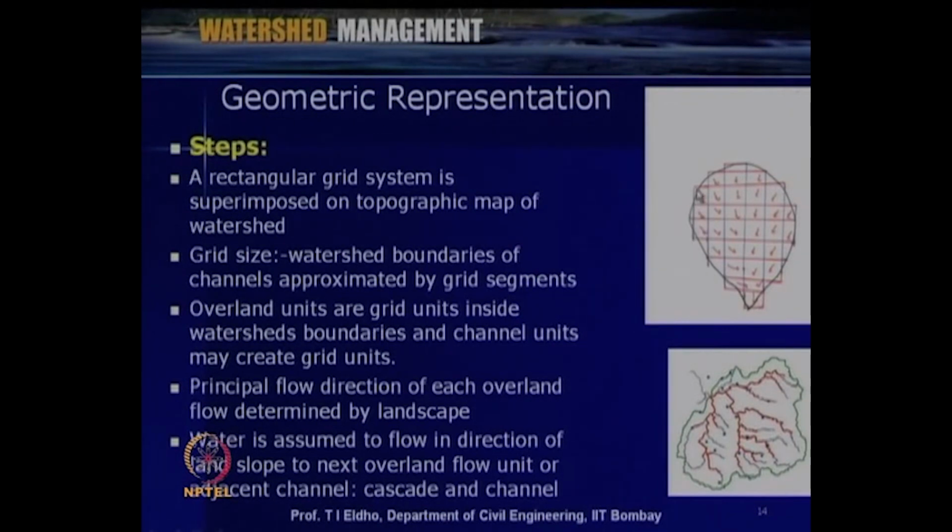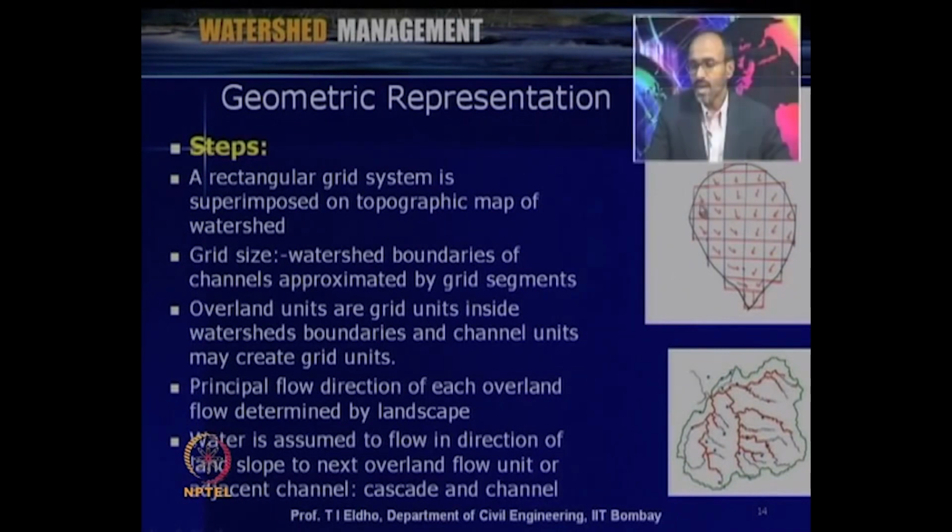Then we can superimpose a grid system like this, and the watershed boundaries and channels are approximated by grid segments. So, what is the grid segment? Accordingly, we can approximate the boundaries of the watershed. When we consider a rectangular grid system, we cannot exactly represent the variation of the boundary of the watershed. We can approximate it, but if we use a triangular grid, then we can better represent the irregular boundaries of the watershed.